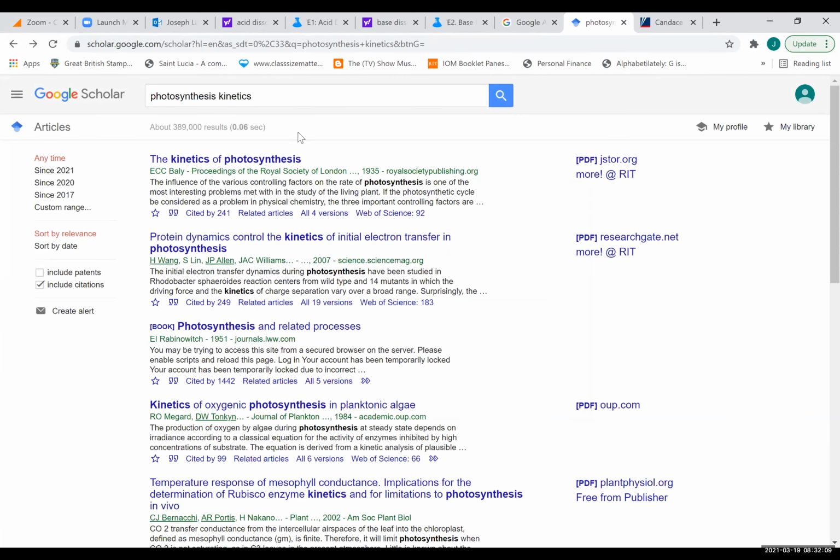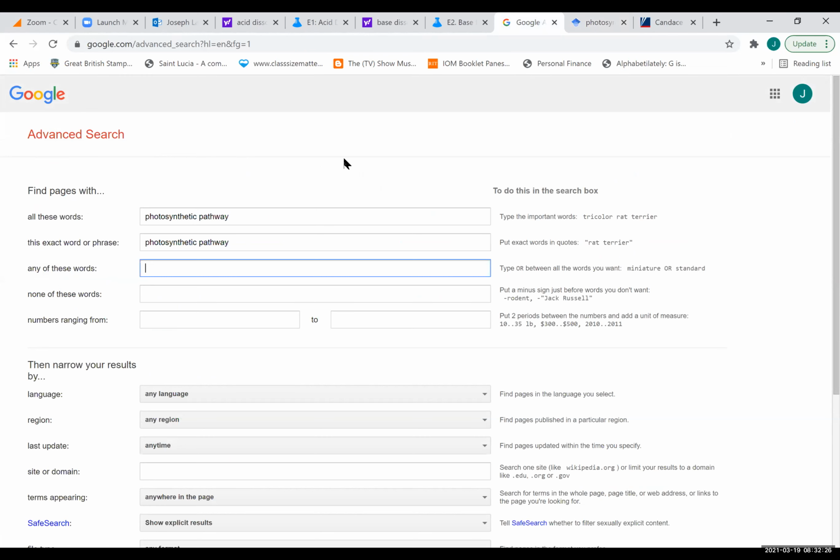Photosynthesis is in Gen Bio, pops up in some chemistry courses. There's going to be educational materials on photosynthesis. You won't find those in Google Scholar, which is searching in the literature. You will find them in regular Google.